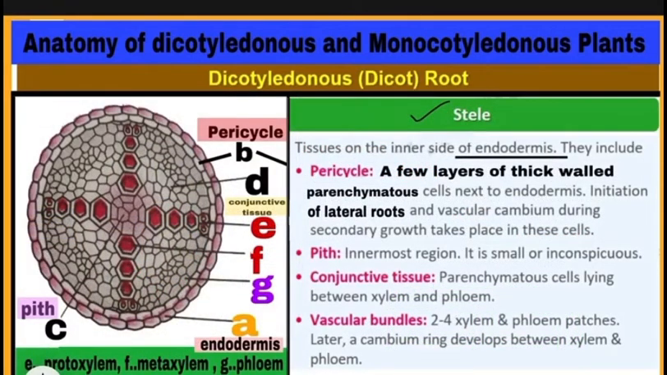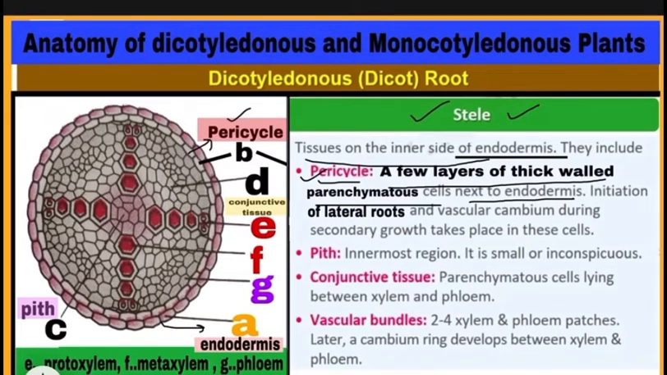Next, stele. Tissue on the inner side of endodermis come under stele. This is endodermis, and inside this endodermis everything is stele. They include number 1, pericycle. A few layers of thick walled parenchymatous cells next to endodermis come under pericycle. Endodermis के अंदर thick walled parenchymatous cells की कुछ layers present होती हैं. They form the pericycle. इनका रोल क्या है? They help in initiation of lateral roots. Lateral roots के बनने में help करती हैं and also in the formation of vascular cambium during secondary growth.